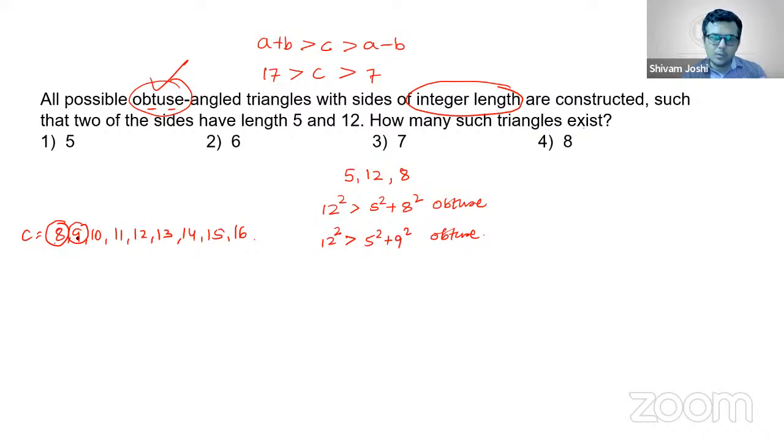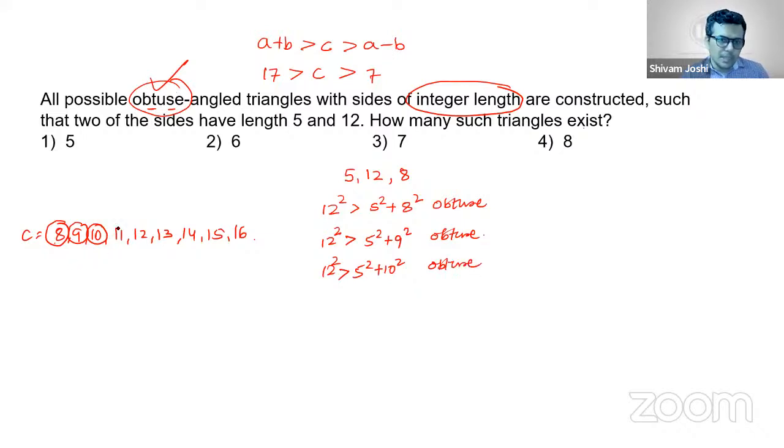Okay, so we have tried the first two measures. Let's now try the third one. What is the combination this time? 5, 12, 10. 12 is still the longest side. 5 squared plus 10 squared. This is 125. This is 144. 144 is still greater. Hence, this is still obtuse.